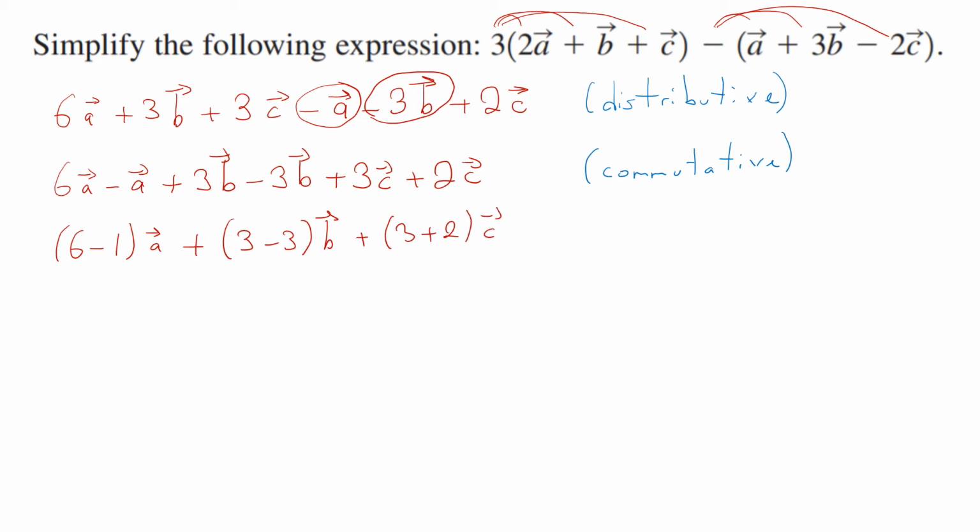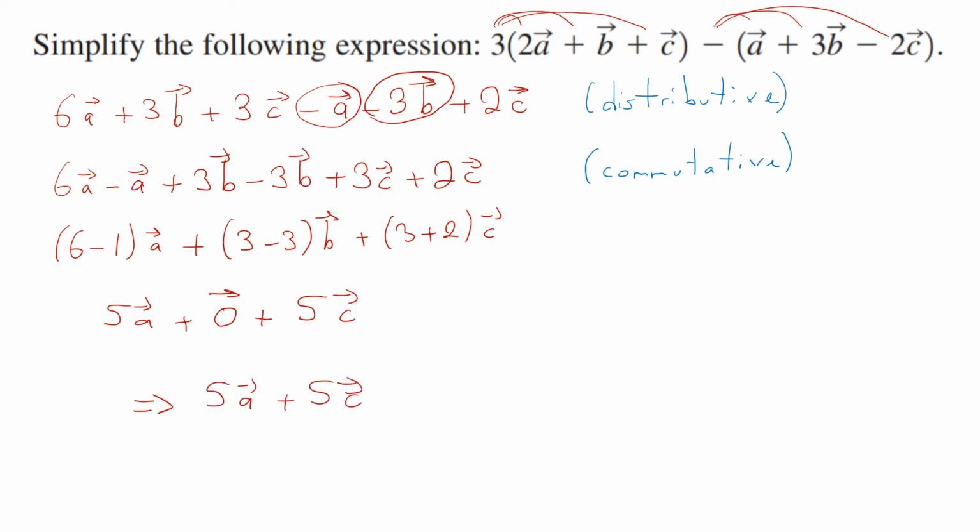Now from here, all I'm going to have is 5A, and that's 0. So you can put the 0 vector or just leave it alone, and then plus 5C. And as a result, my last answer is just 5A plus 5C.